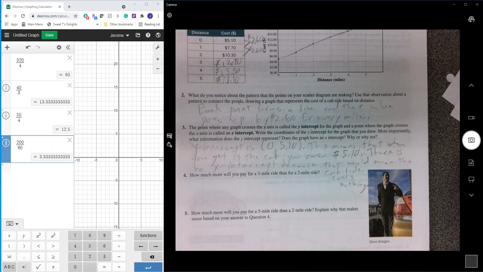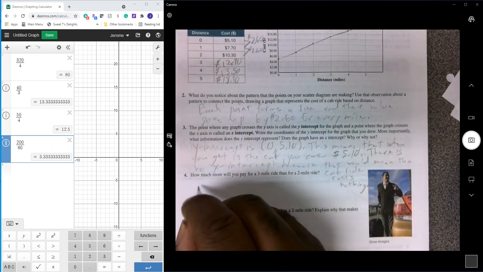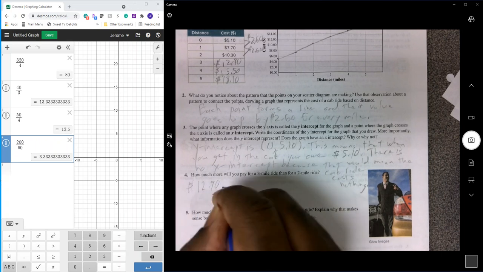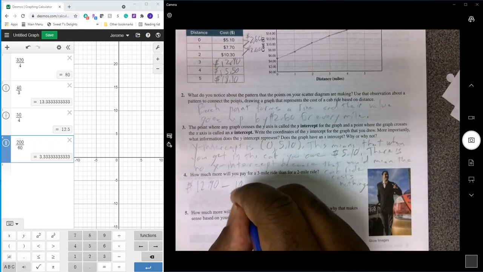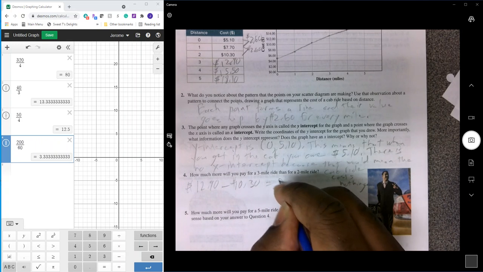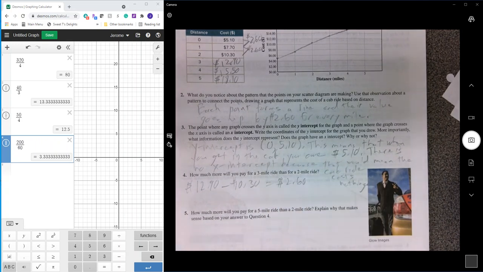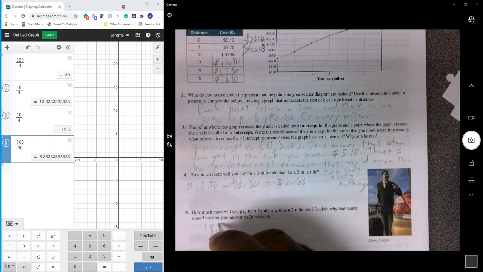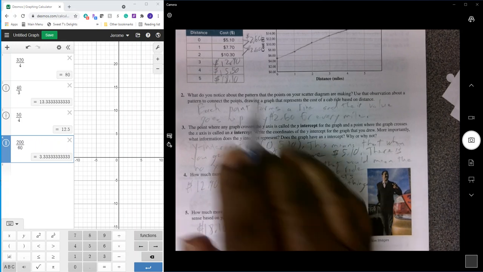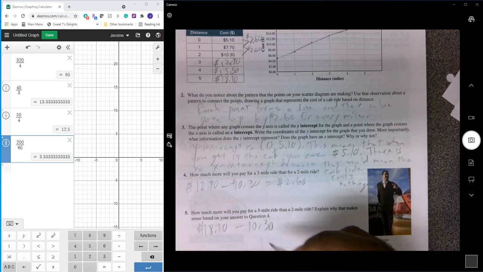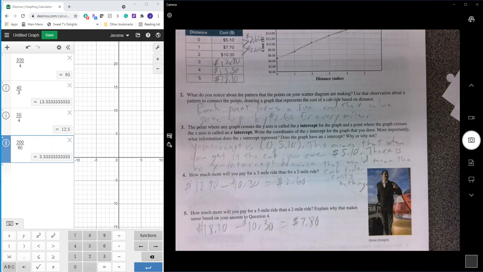Okay, next. How much more will you pay for a 3-mile ride than a 2-mile ride? So we would go here, 3-mile ride was $12.90. 2-mile ride was $10.30. And we already figured that out earlier. It was $2.60. Okay, how much more will you pay for a 5-mile ride than a 2-mile ride? 5-mile ride is $18.10. 2-mile ride is $10.30. So that would be $7.80.